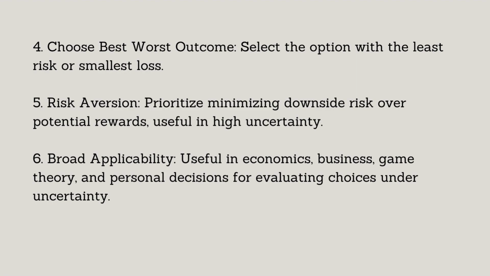Number four is it will choose the best of the worst outcomes because it will select the option with the least risk and smallest loss. Number five is it has risk aversion, because it will prioritize minimizing downside risk over potential rewards, and it will be useful in high uncertainty. And lastly, it has broad applicability. It will be useful in economics, business, game theory, and personal decisions for evaluating choices under uncertainty.